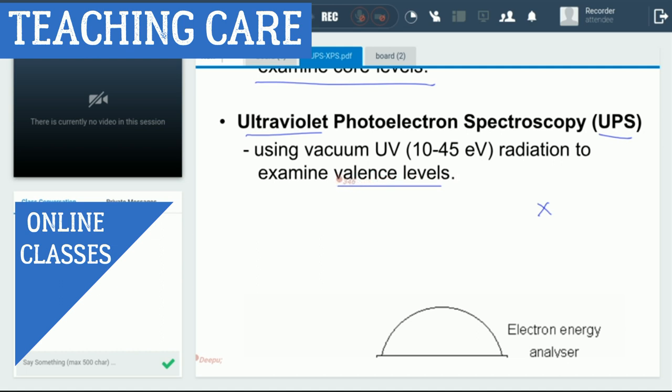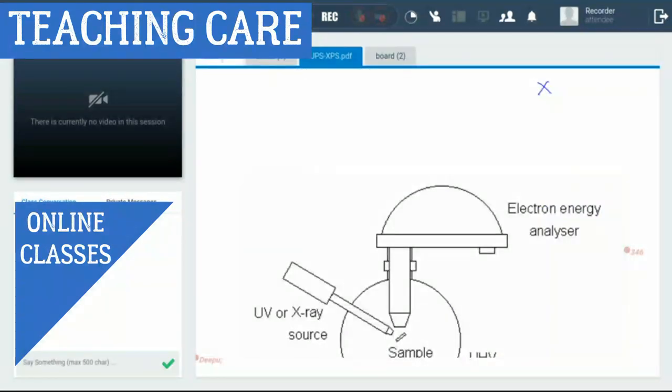But the ultraviolet photoelectron spectroscopy is going to be used only to examine the valence electrons, okay, the last electrons. Look at the picture.